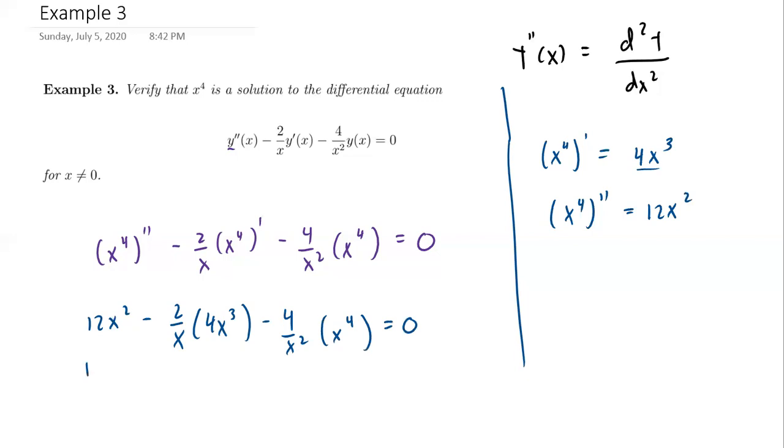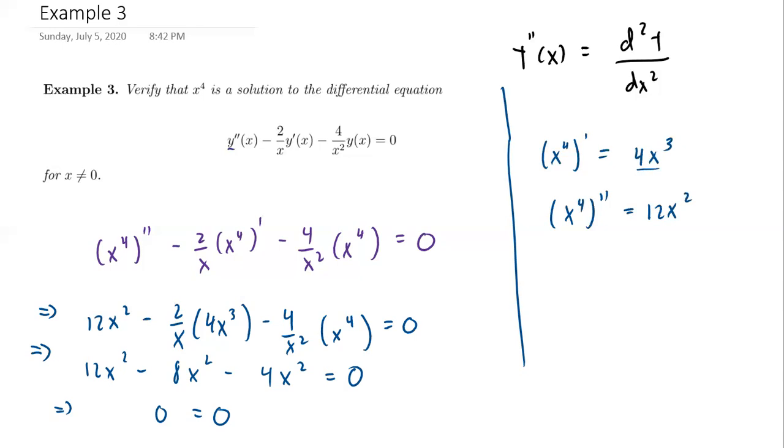So let's simplify. 12x squared minus, 2 times 4 is 8, x cubed divided by x is x squared, minus, 4 times 1 is 4, x to the fourth divided by x squared is x squared. Now 12x squared minus 8x squared minus 4x squared equals 0. So now you can see that indeed the function y equals x to the fourth is a solution to the differential equation.